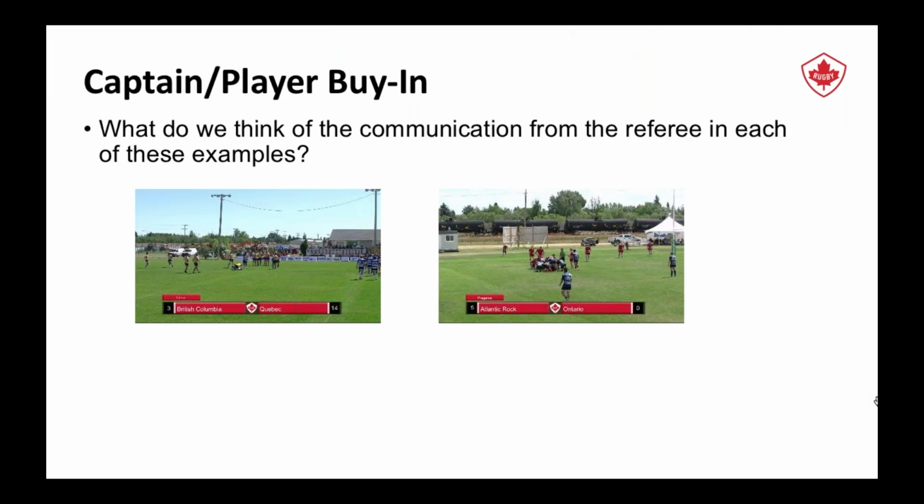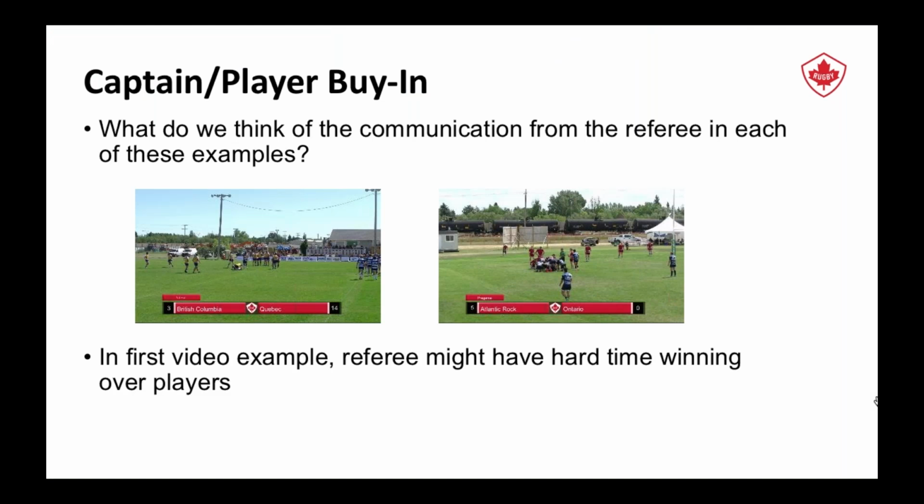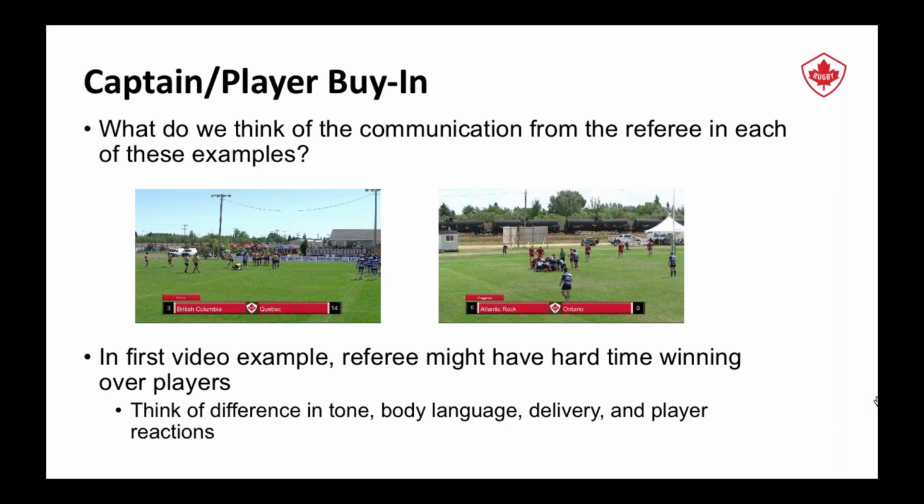All right. So I think what we could take away from those two conversations is a couple of things. One is the tone or the speed of the delivery, and then two would be how is it that players are reacting, and are we getting them to buy in? So in the first video example here, a referee might have a hard time winning over players, and let's think about, okay, well, what are the different aspects of the delivery here that we want to take a look at: the tone of the message, the body language, and then obviously how players are reacting.